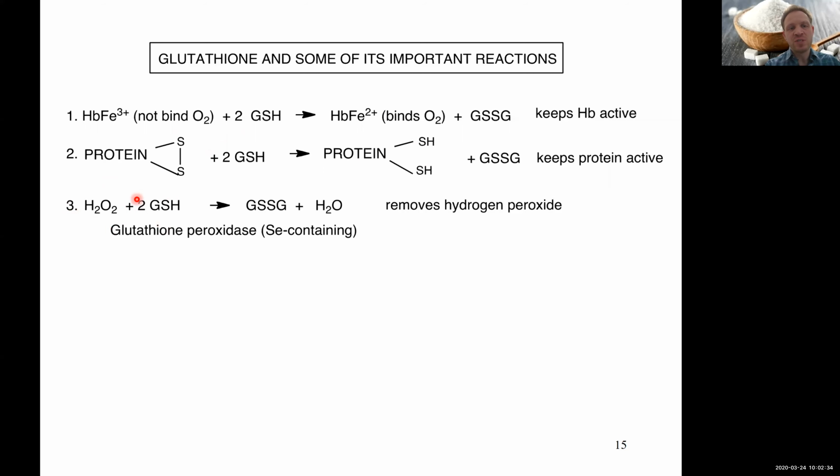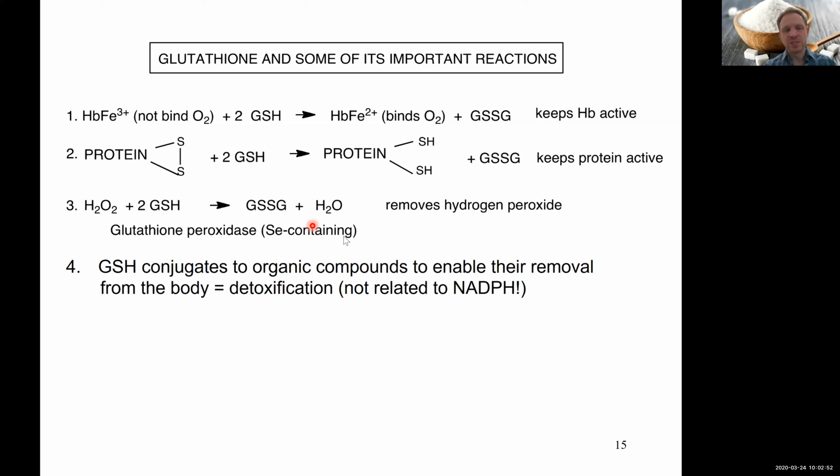So we can use this to actually re-reduce hydrogen peroxide into water. So this is a function where glutathione itself actually deals with removing reactive oxygen species and protecting against oxidative stress.